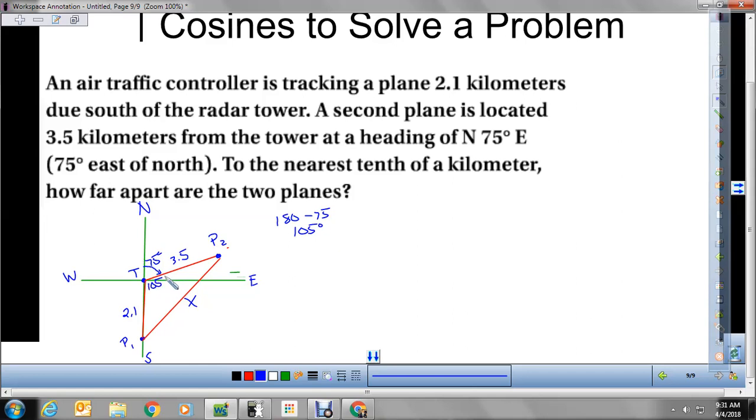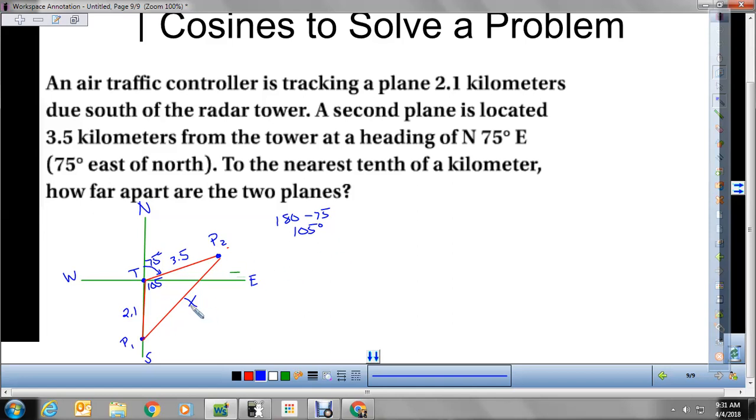Now you could have also found this by breaking this up. Each one of these is 90 degrees. From north to east is 90, from east to south is 90, from south to west is 90, and west to north is 90 degrees. So you could have done 90 minus 75 and gotten 15, added the 90 from this, and got 105. So we got 105, that's our angle here.